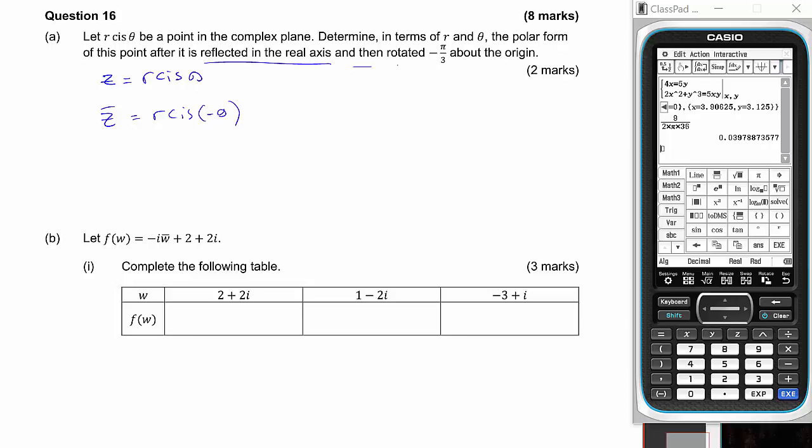And then we're going to rotate negative pi by 3 about the origin. So we know that in that case, we just add the arguments. So let's just call it Z2. And it will be R cis negative theta take pi by 3. So that's that bit done.